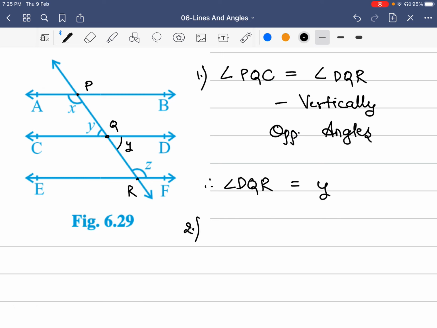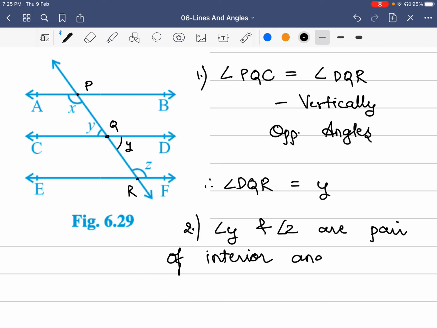Now step number two, we can say, or let's write it down. So angle Y and angle Z are a pair of interior angles on the same side of the transversal.